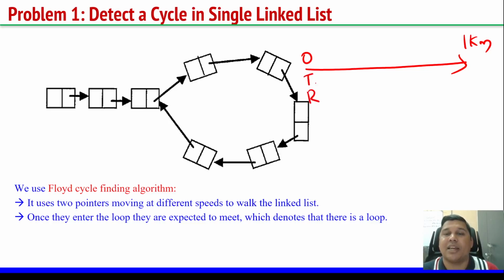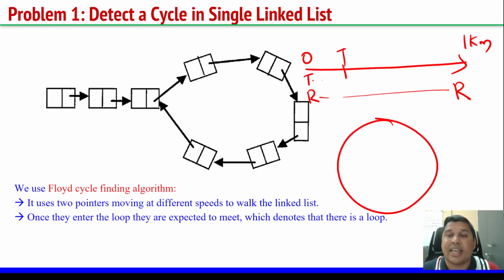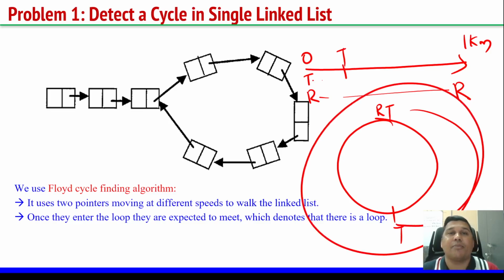Tortoise is here, rabbit is here. By the time rabbit reaches this location, tortoise will be here only, right? They cannot meet. But if they are running in a cycle, in a ground, in a cycle format, both are here. By the time tortoise reaches here, rabbit will go one round and come back again here. So there is a chance they are meeting at some point.